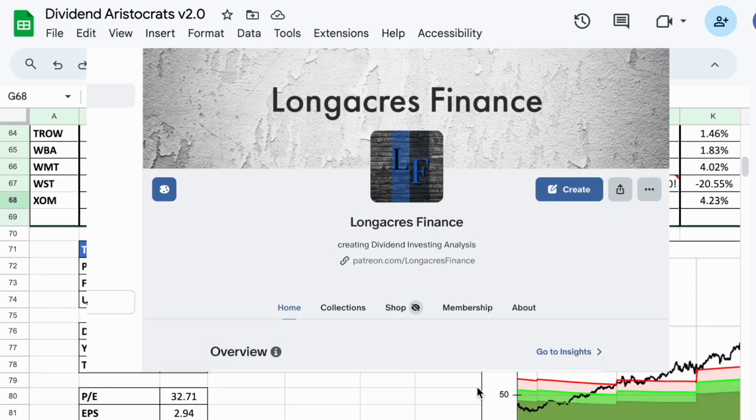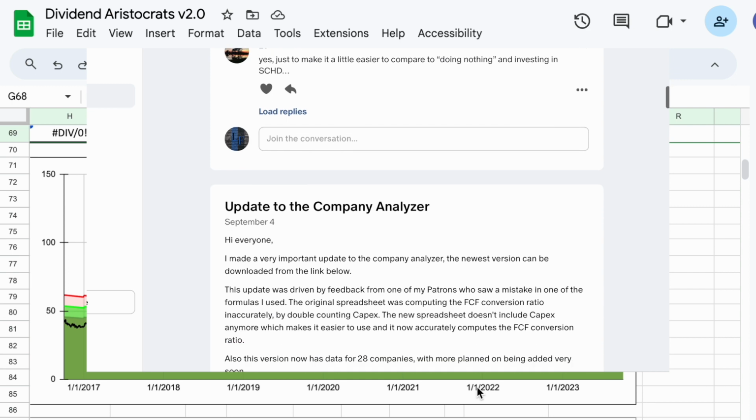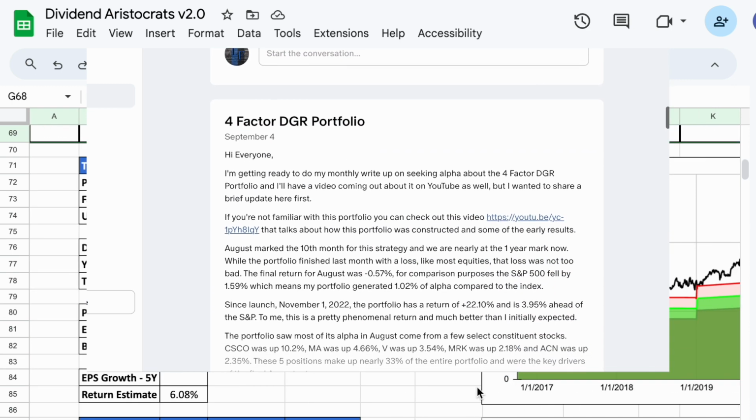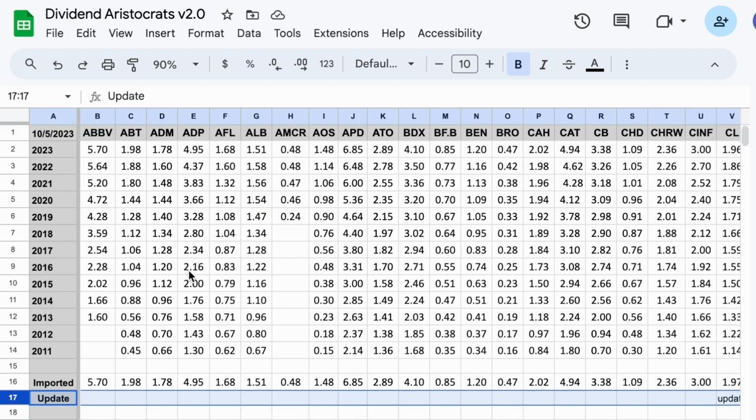If you're part of the Patreon community, you already have access to this spreadsheet, in addition to the other sheets I have shared in the past. You can run your own analysis anytime you want, and you're more than welcome to delete any of the aristocrats in here and replace them with whatever dividend stock you want. Simply replace the ticker symbol on the summary sheet here, and enter the dividend history for that stock on the dividend history sheet, and the tool will do the rest.